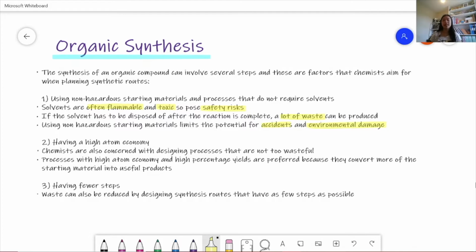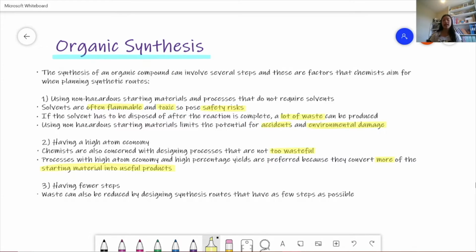The second factor we need to take into consideration are reactions that have a higher atom economy. And so chemists are also concerned with designing processes that aren't too wasteful. And if a reaction has a high atom economy, then we get less waste because more of the reactants will form the products. So processes with high atom economy and high percentage yields are preferred because they convert more of the starting material into useful products. And so we get less byproducts, and so we get less waste.